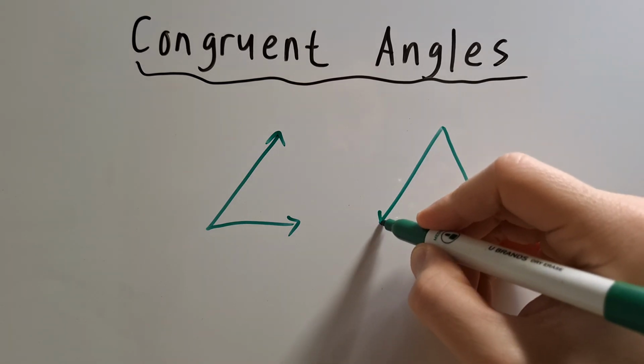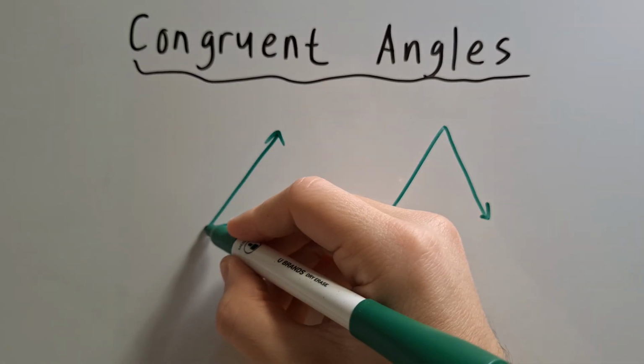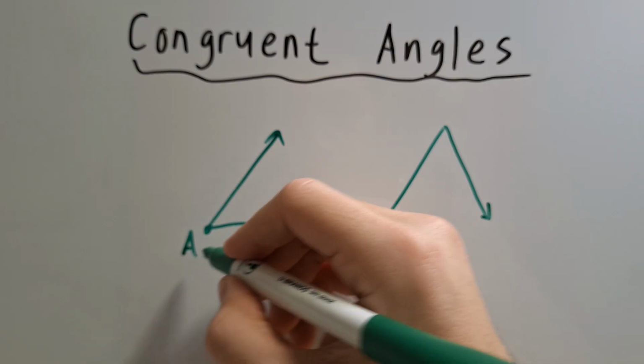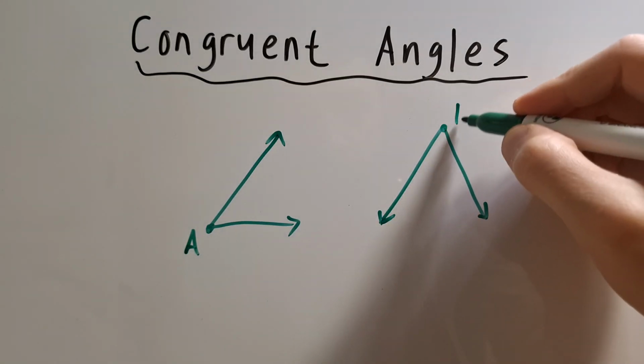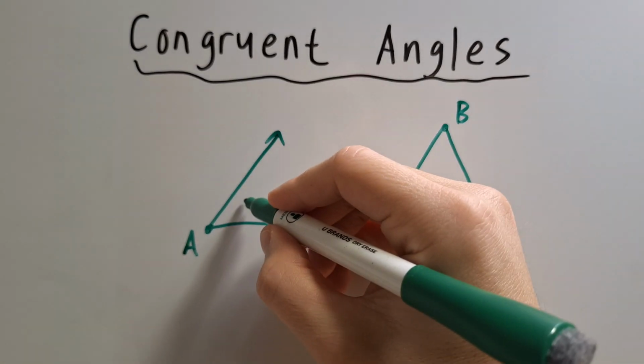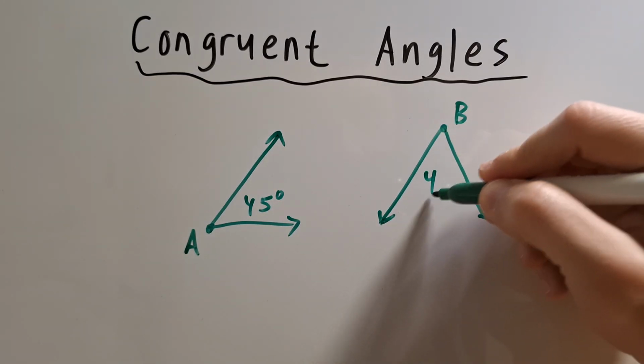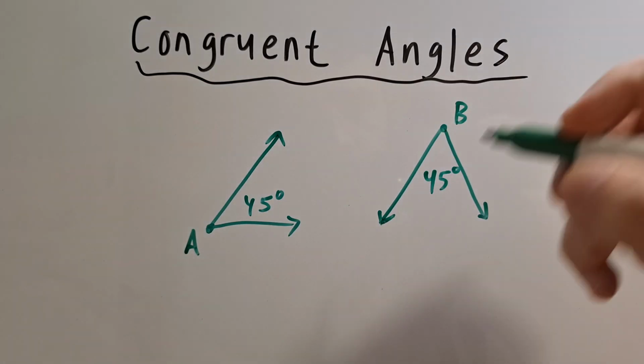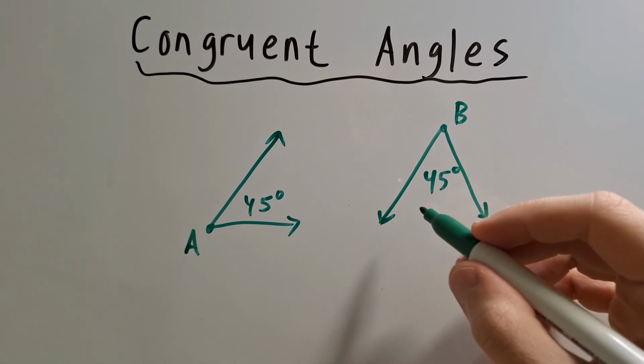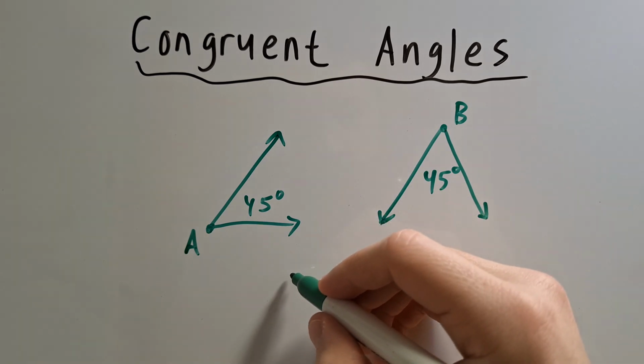What I'm doing is I'm just going to draw the same angle but two different ways. Call this angle A and this angle B, and let's say that they both measure 45 degrees. Visually, this is what it would look like. How we write it is the following way.